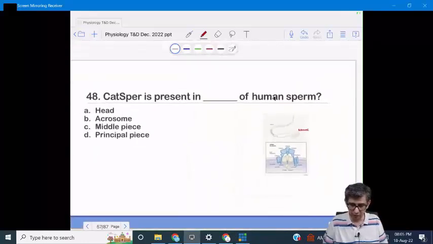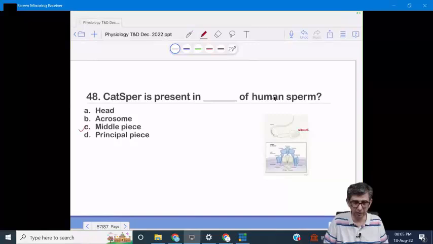This would be a calcium channel which would be present in the middle piece. Answer to question number 48 is option number C.